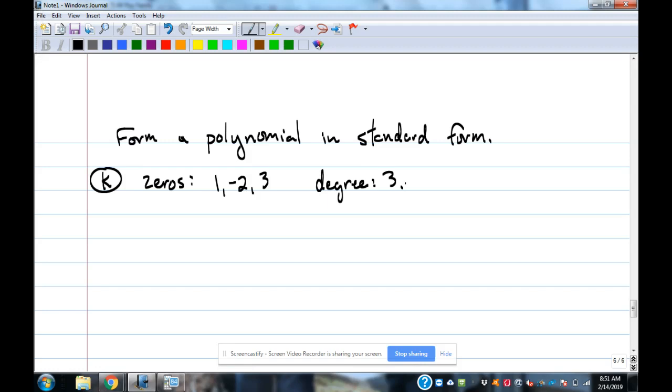If we're going to form a polynomial in standard form that has those zeros and a degree 3, how do we do that? So flip the sign, and that's whatever you put. Okay, so we build the factors that go with those. So the factor for x equaling 1 would be x minus 1, right? And then the factor for x equaling -2 would be x plus 2. And then the factor for x equaling 3 would be x minus 3. So, like Hunter said, flip the sign and make the factor. That's what we're doing there.